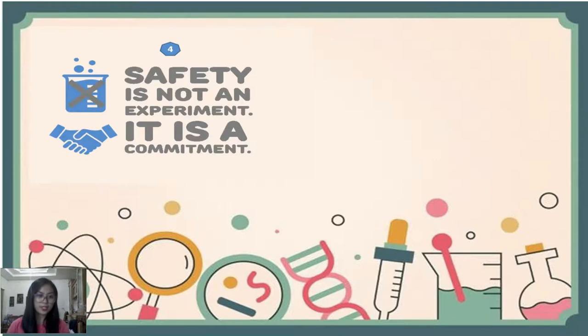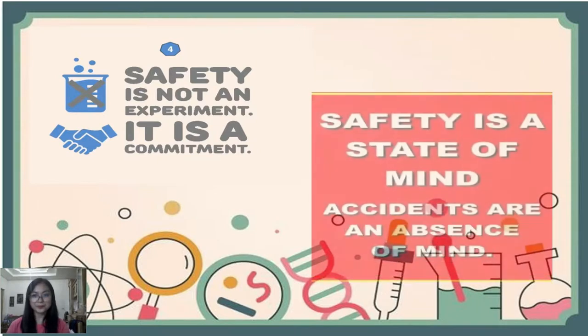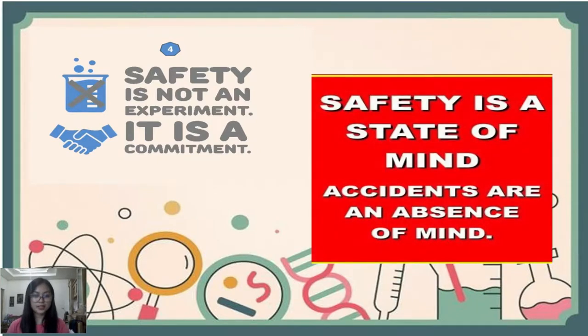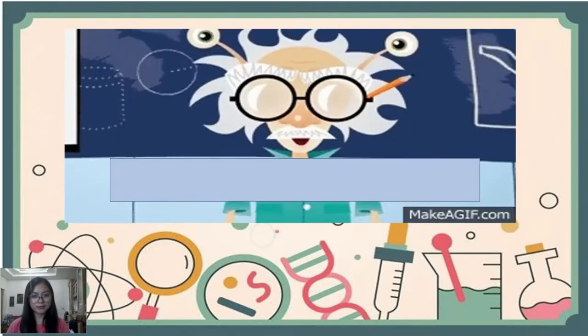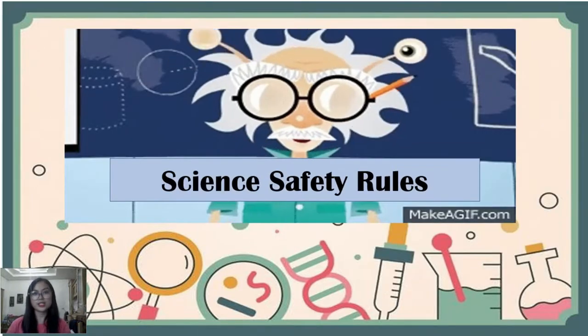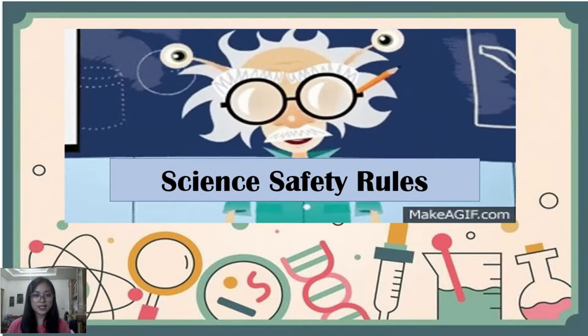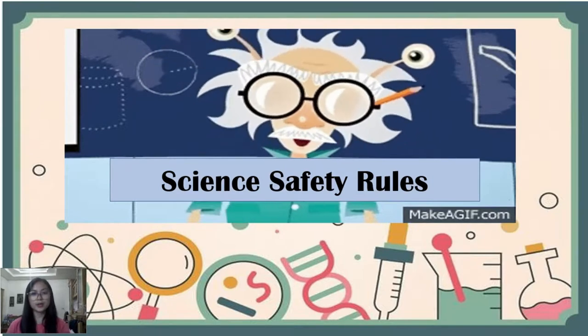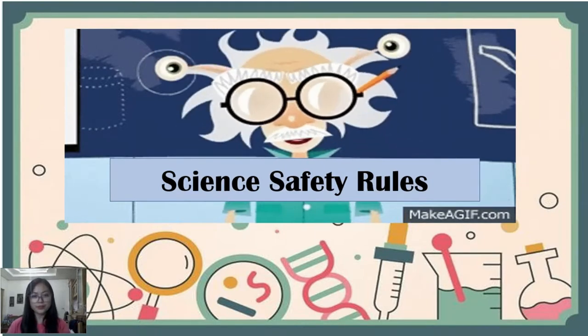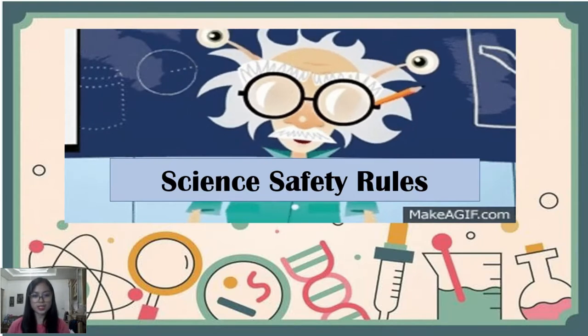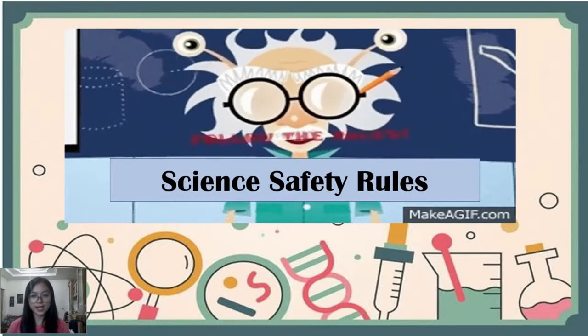Because, according to this statement, safety is not an experiment, it is a commitment. Safety is a state of mind. Accidents are an absence of mind, or physically present but mentally absent. So now let us discuss the different science safety rules that you could also explain or give to your students when having a face-to-face class.